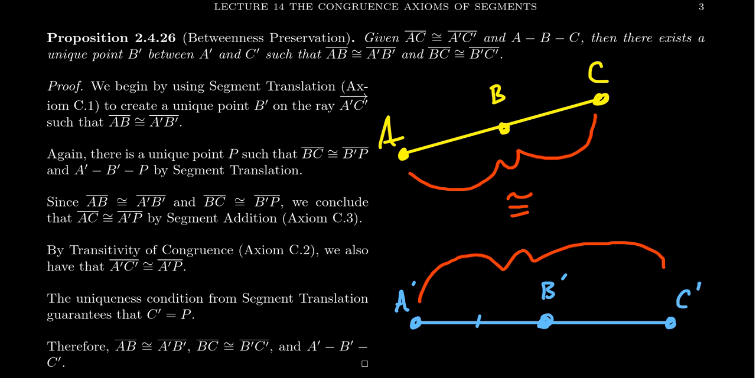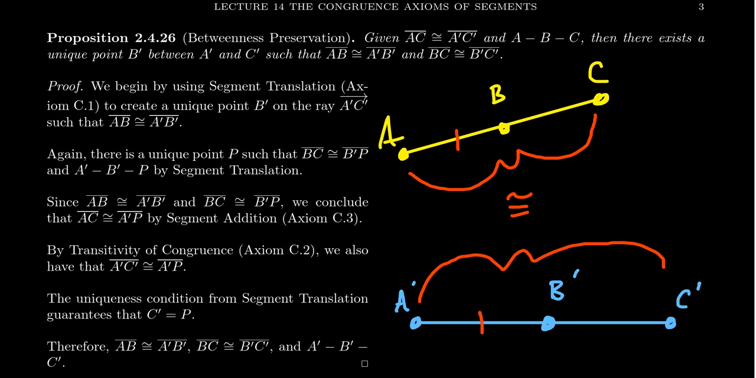So the first thing is we're going to use segment translation, so this is axiom C1, to get the point B prime into the game here. Because after all, we could think of the ray that's determined by the points A prime, C prime. On that ray, by segment translation, there is going to be some point B prime so that AB is congruent to A prime B prime. Okay, so that's really what we want to do here: we can translate this segment down over here. And so we get some point B prime like so.